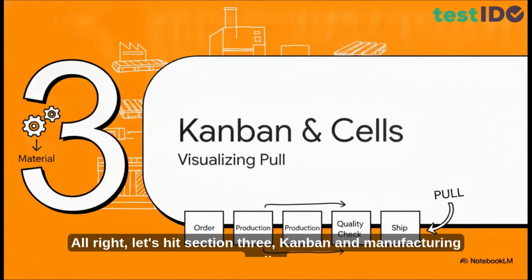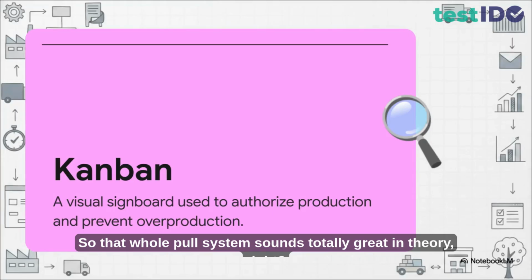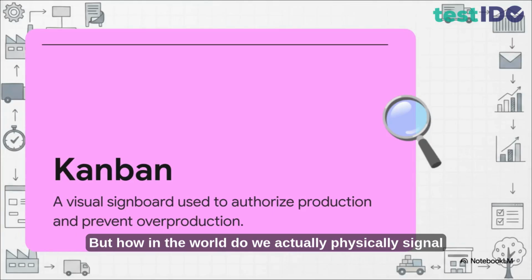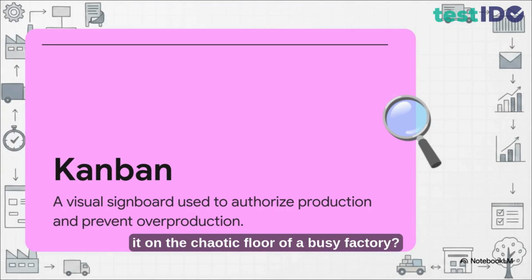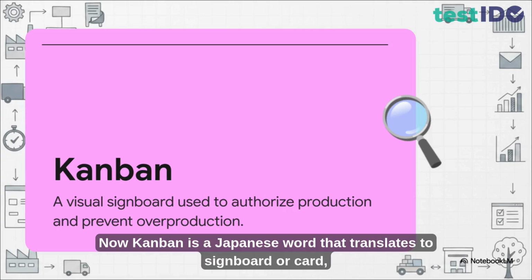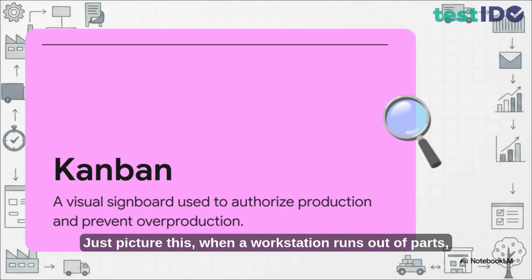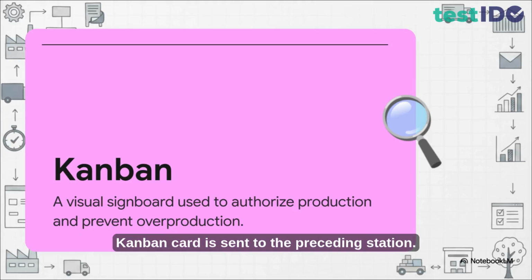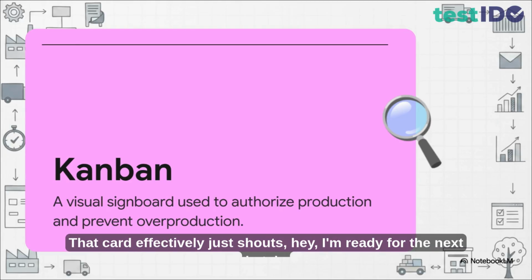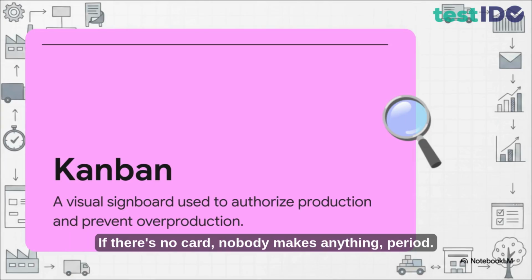All right, let's hit Section 3, Kanban and manufacturing cells. That whole pull system sounds great in theory, right? But how in the world do we physically signal it on the chaotic floor of a busy factory? Well, we use this brilliant little tool called Kanban. Kanban is a Japanese word that translates to signboard or card, and it acts as a visual authorization for production or movement. Just picture this. When a workstation runs out of parts, a physical or maybe electronic Kanban card is sent to the preceding station. That card effectively shouts, "Hey, I'm ready for the next batch." If there's no card, nobody makes anything.